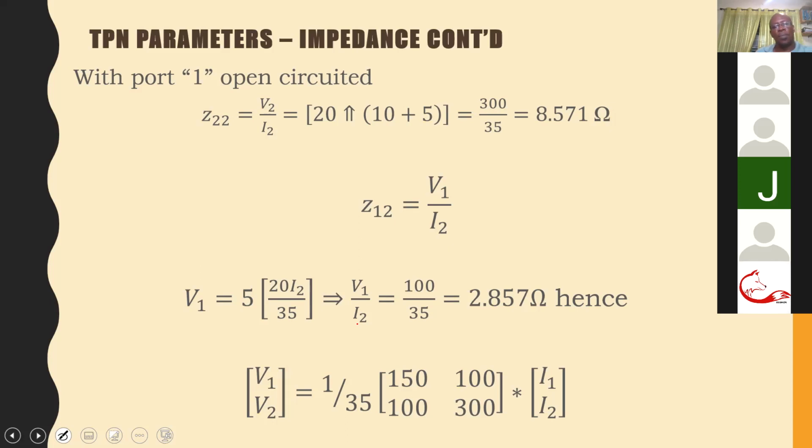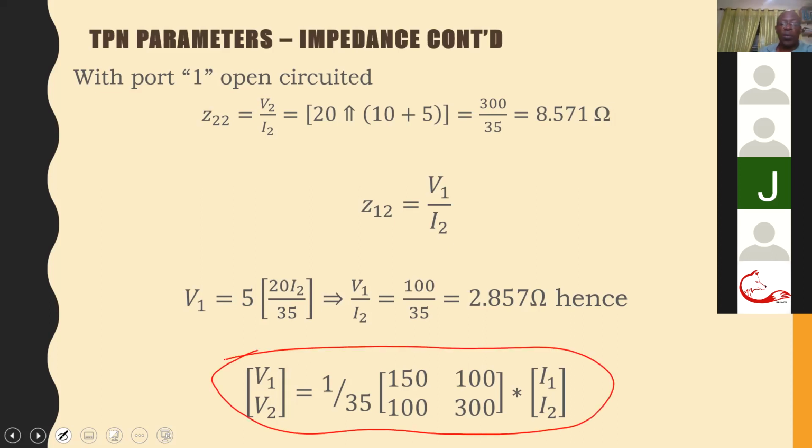All right. So we end up with this as our matrix equation. V1, V2, 1 over 35, 150, 100. All right, so as I said, even though I had put them in decimals, I would prefer if you just kept them as fractions. Makes life easier, as you will see soon.